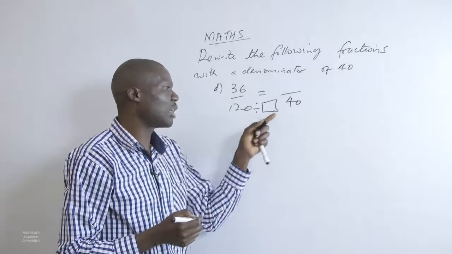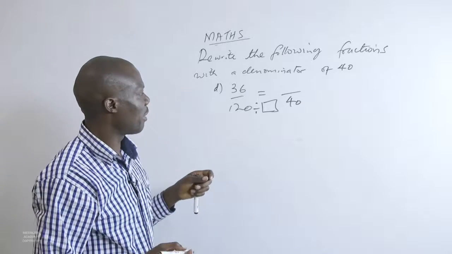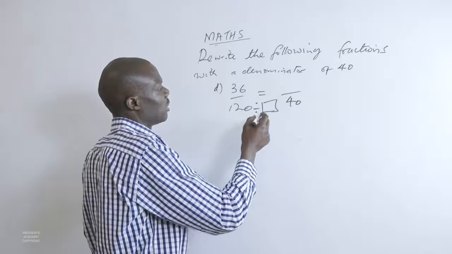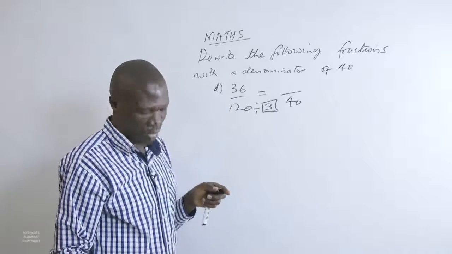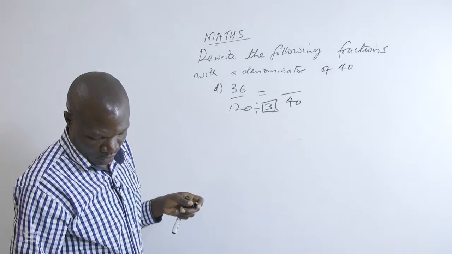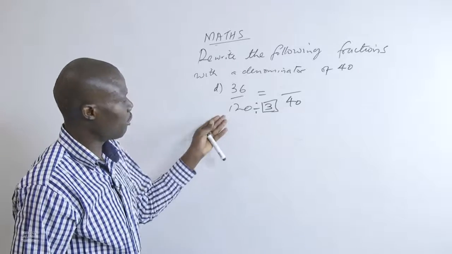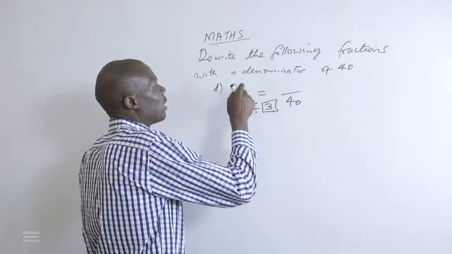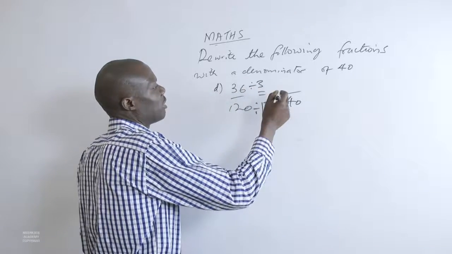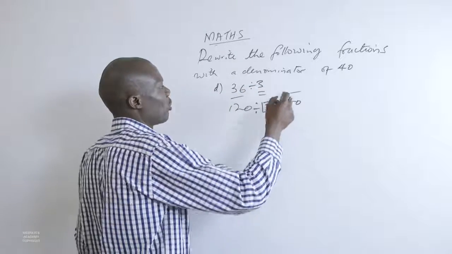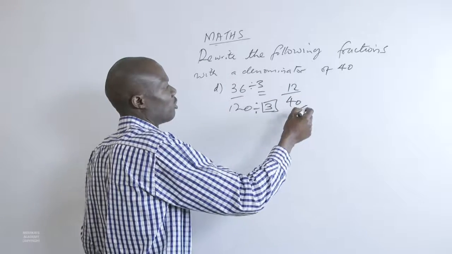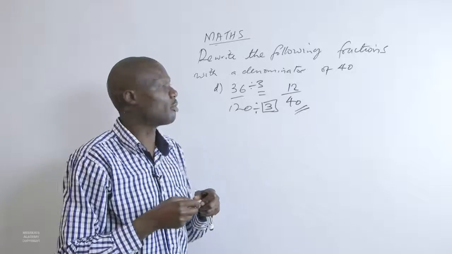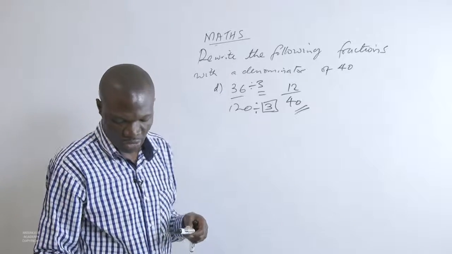Realize that it is 120 divided by 40, which will give us 3, if you are very keen. Therefore, 120 divided by 3 is 40. Therefore, 36 divided by 3 should give us the numerator, which is going to be 12. So 12 over 40 is equivalent to 36 over 120.